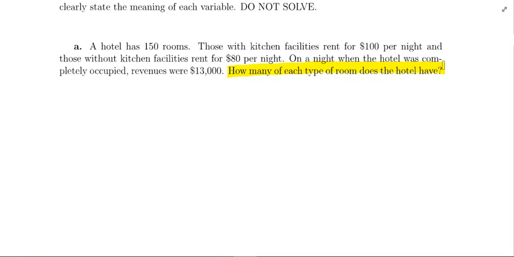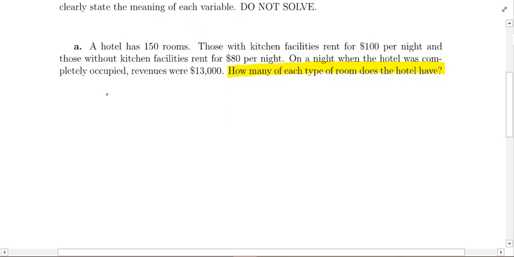So the answer to the question is going to be how many rooms does the hotel have with kitchens? How many does it have without kitchens? There's only two types of rooms, okay? So you're going to need two variables here. Don't think that, since we've been doing mostly 3 equations and 3 variables in this whole section, you were automatically going to have 3 variables, okay? You really got to pay attention to the question, okay?